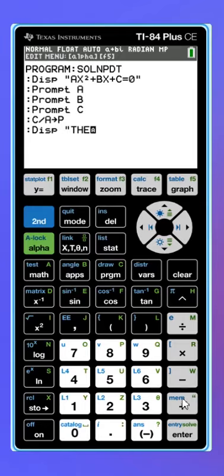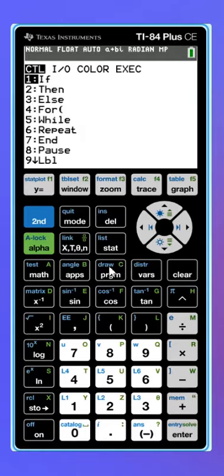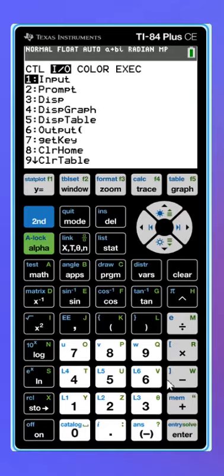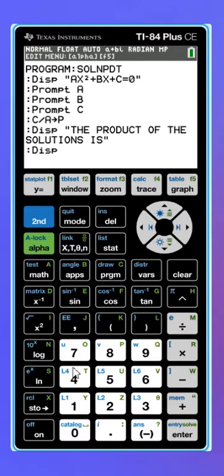the product of the solutions is, and then we're going to display the answer. So pretty simple program, but like I said, it's not something that a lot of people have memorized.